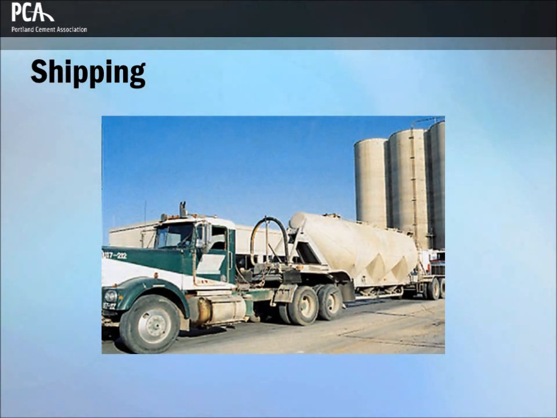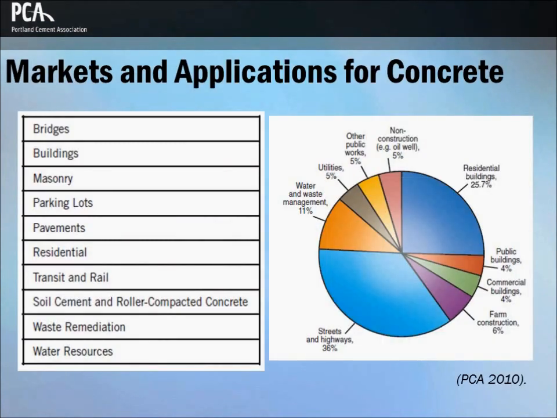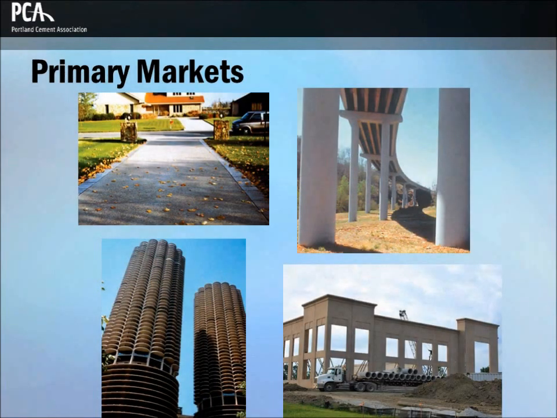About 97% of cement is shipped to consumers by truck. Other distribution modes include rail, barges, and bags. Apparent use of Portland cement by the market: bridges, buildings, masonry, parking lots, pavements, residential, transit and rail, soil cement and roller compacted concrete, waste remediation, and water resources. Concrete's primary markets include pavements, bridges, high-rise and low-rise buildings.